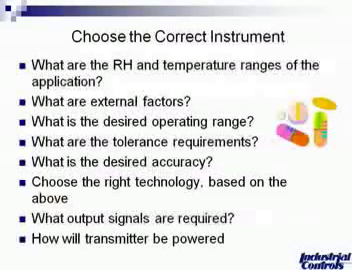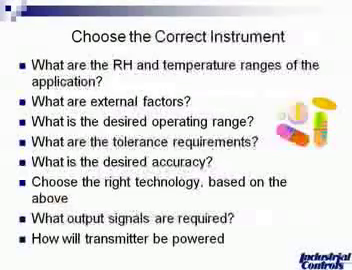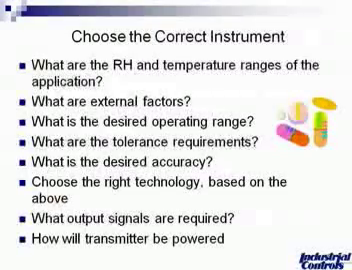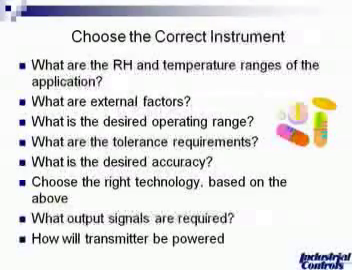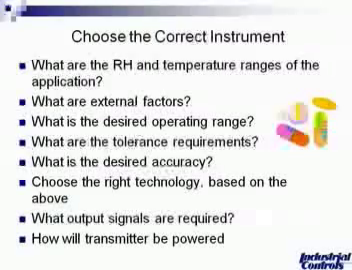Are you at a high temperature? Are you at a medium relative humidity range? Are you going to be measuring very dry conditions, parts per million of moisture? What are your tolerance requirements, and what are your accuracies? A 1% or 2% RH accurate unit is probably going to be a little bit more expensive to much more expensive than a 4 or 5% accurate device.